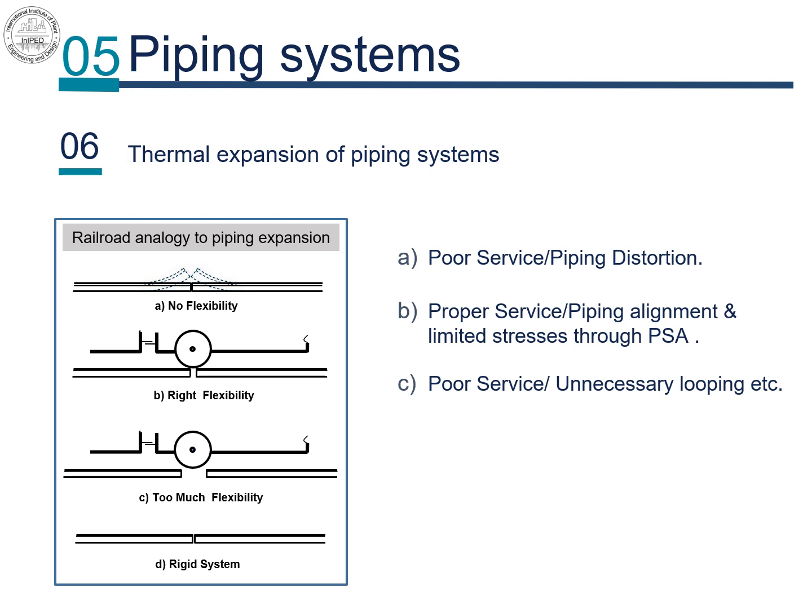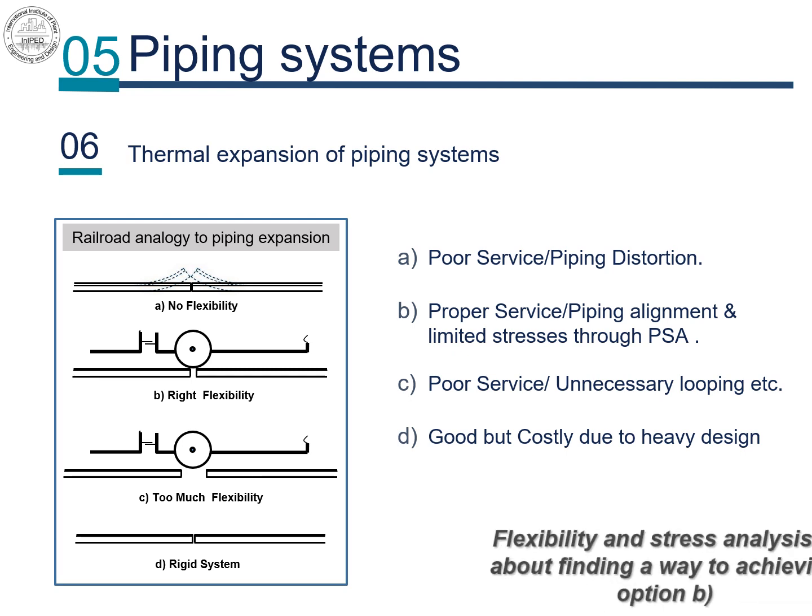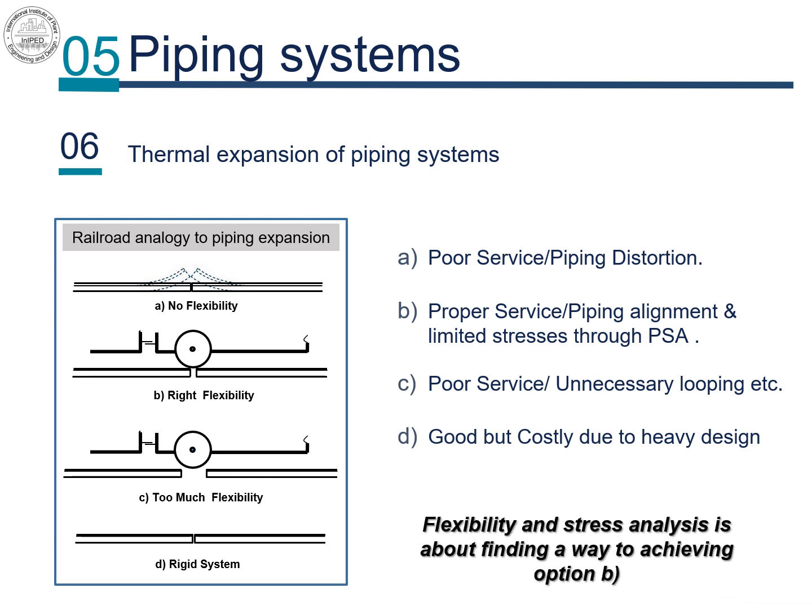The totally rigid system, on the other hand, would be quite a good answer, but the design is heavy and costly, so it is not a viable solution. The aim of piping flexibility and stress analysis would be to find the way to option B, thus satisfying proper service with sufficient system flexibility.